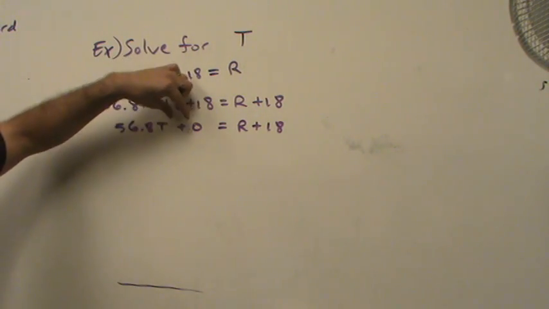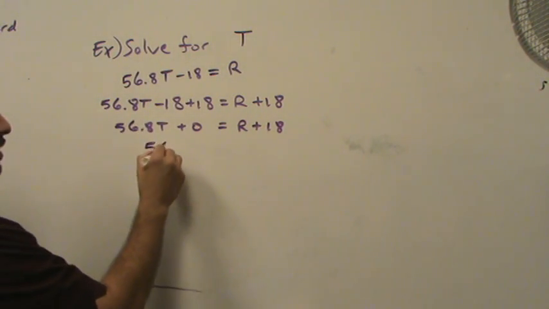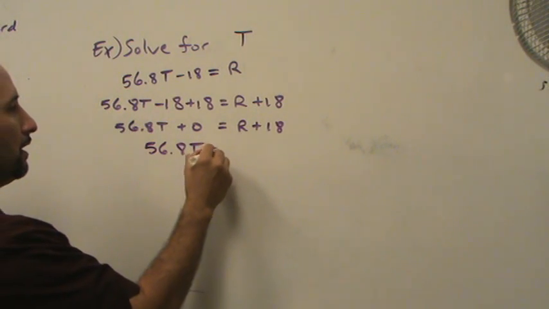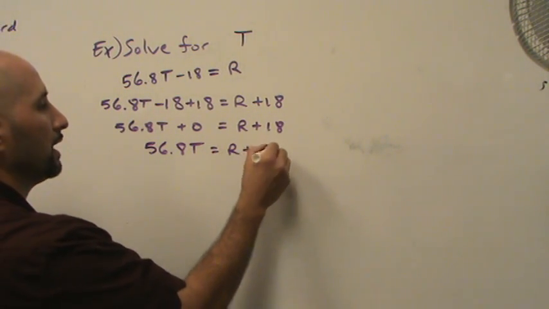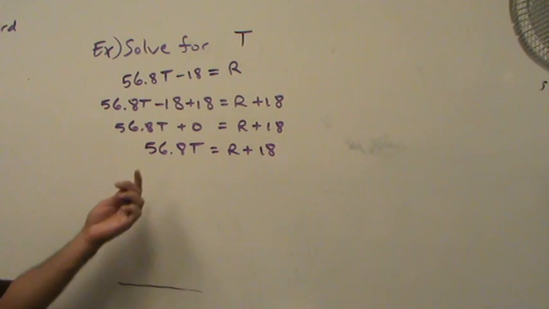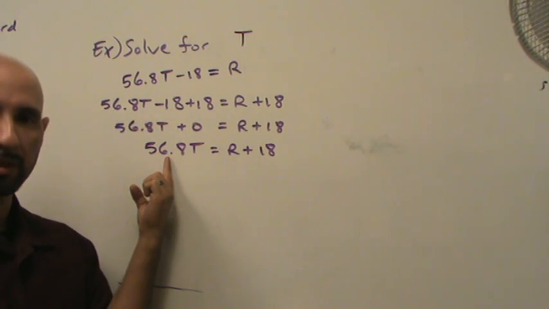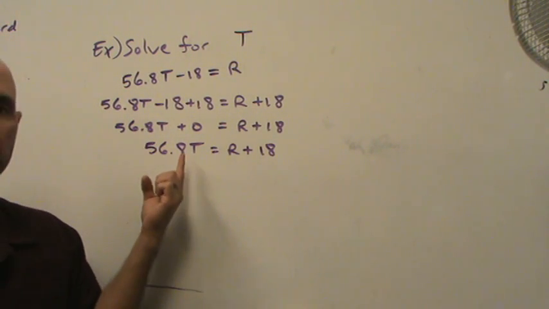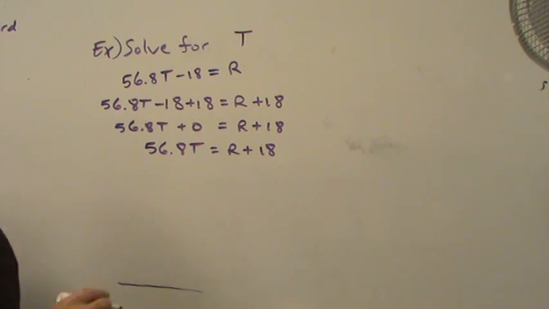So those two wipe each other out, and on the left side we get 56.8t equaling r plus 18. And so that looks better, right? So now t is being multiplied by that number, and so we want to divide by that number on both sides.